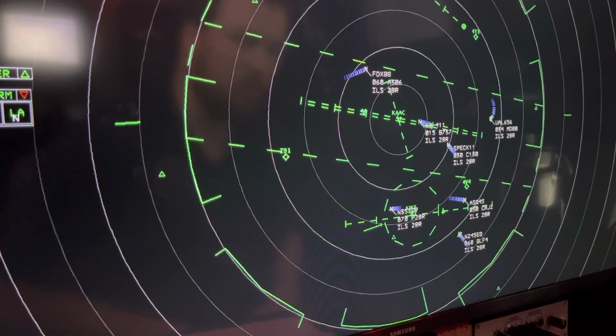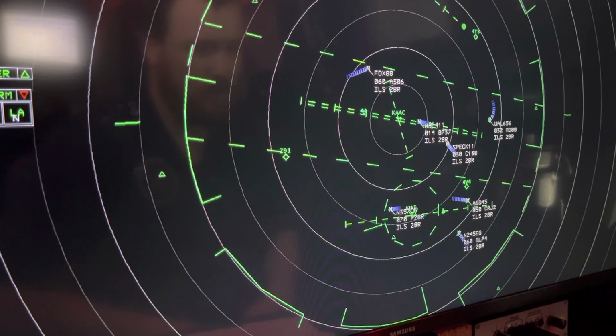United 656, 13 miles from Woody, maintain 3000 until established on the localizer. Cleared ILS runway 28 right.